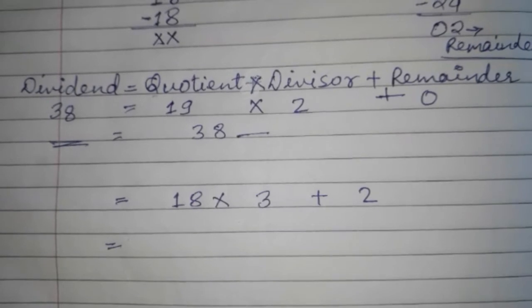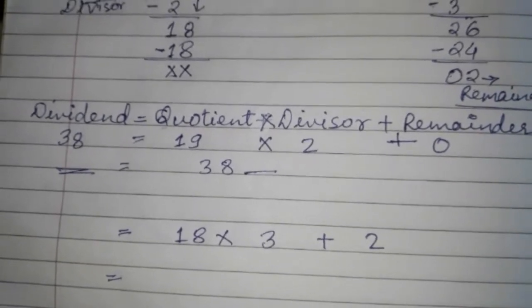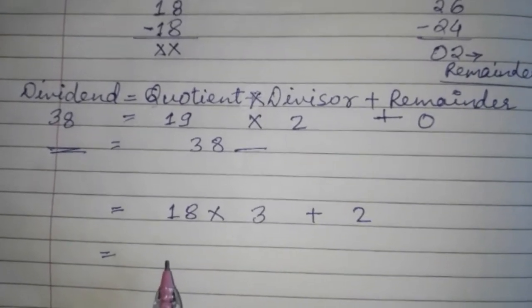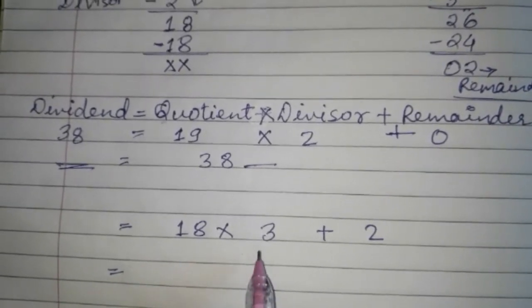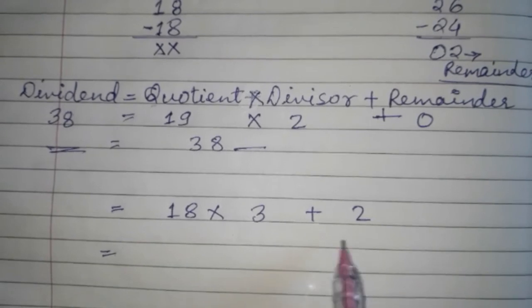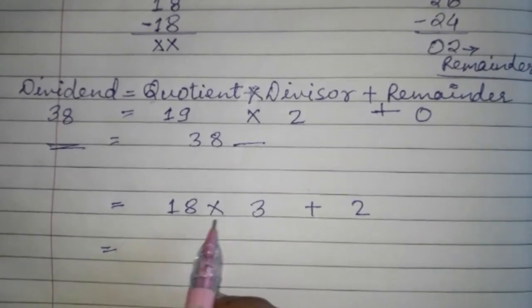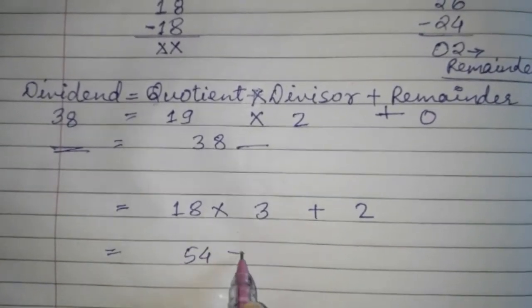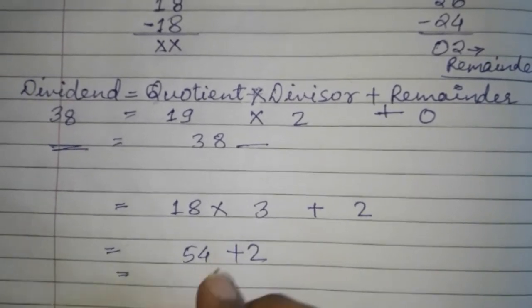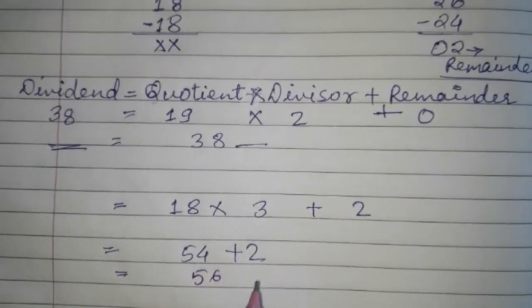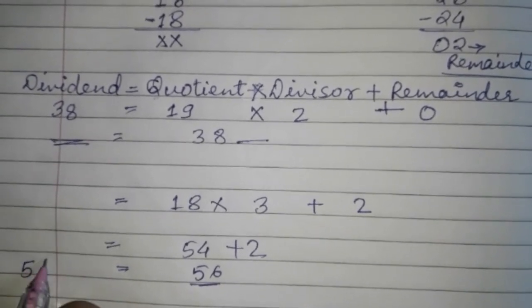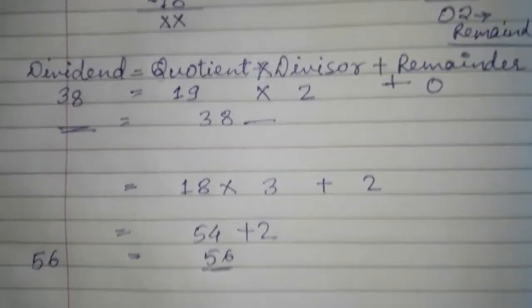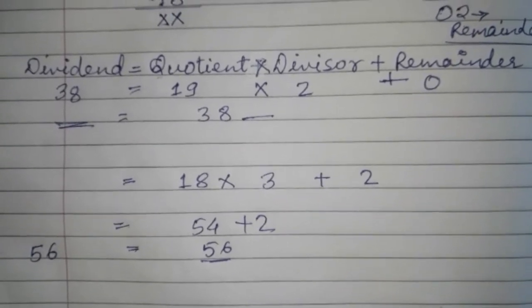Now we'll check for question number 2. In that question, the quotient we got is 18. The divisor is 3 and the remainder we got is 2. We'll multiply the numbers. 18 into 3 is 54, plus 2. 54 plus 2 is 56. Yes, the answer we got is 56, which is equal to the dividend. So in that way we can say the question solved is correct.